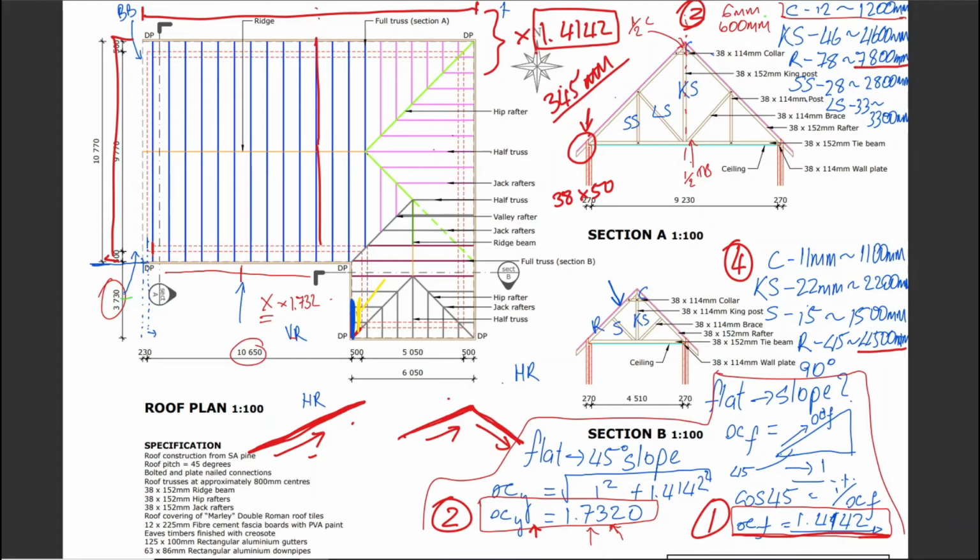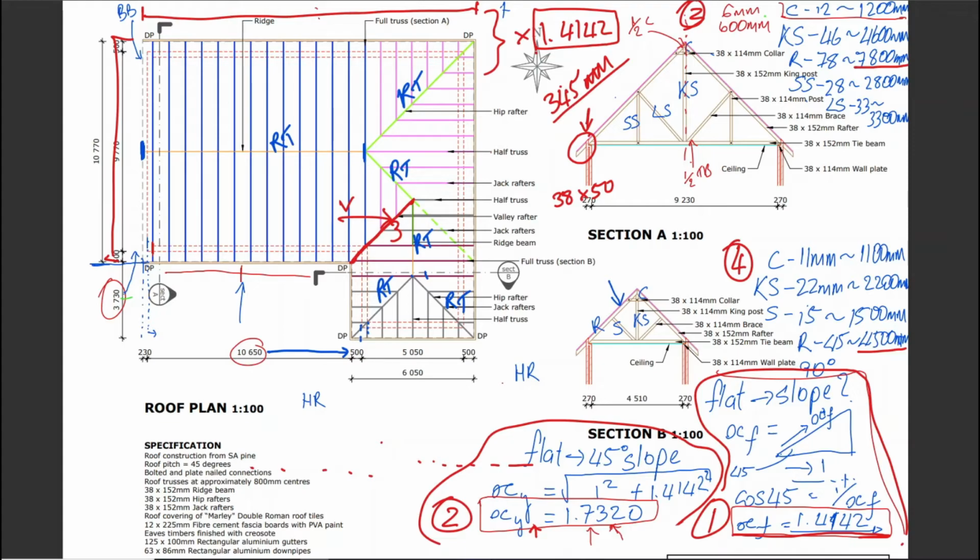Okay, so when it comes to finding this ridge tile length, it's from that end right to the edge of that barge board to this interface, and the interface is tricky because it's 500 over the 10, and the issue is that the 500 does not take you to the inner face of the brickwork, it takes you to the outer face.